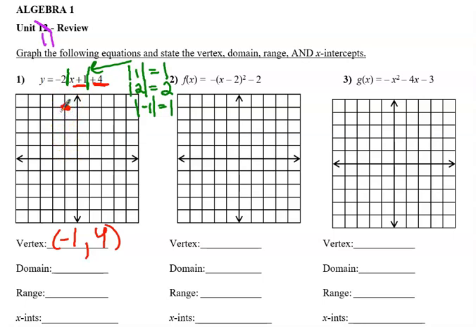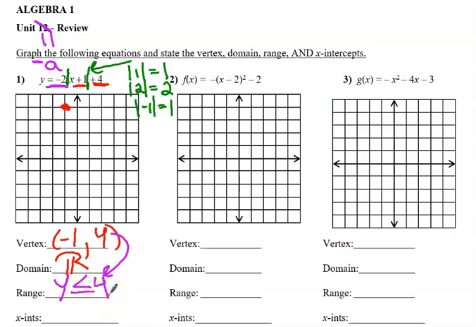And my domain is all real numbers. So I make this fancy R for that. And let's think about our range. Okay, well, my A value is negative, so that means that it's opening down. So I have less than or equal to. And then what is this second number? I'm going to bring that down to here.